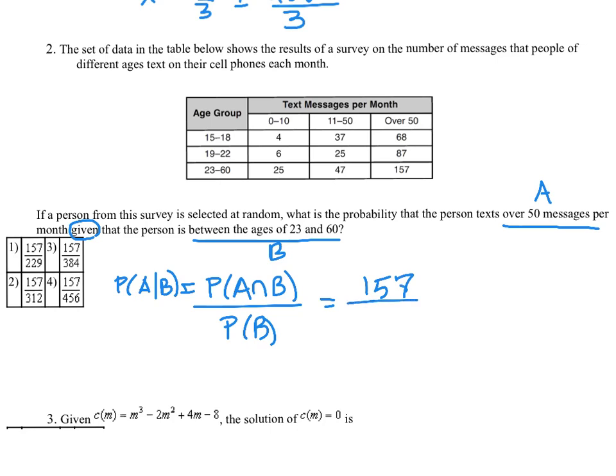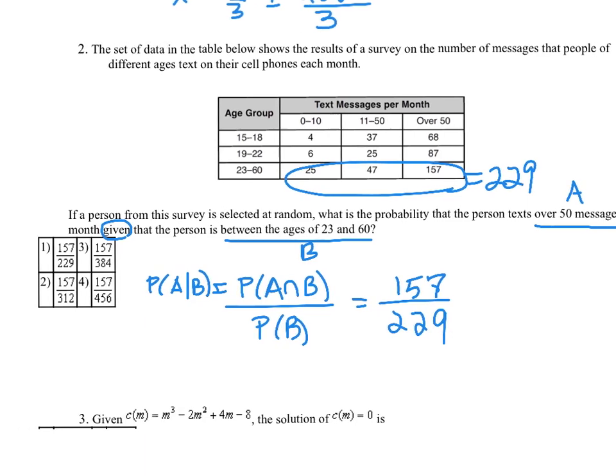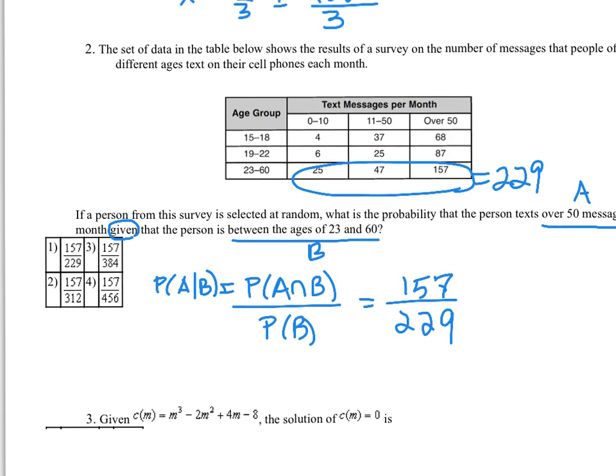All right, next we're looking at the denominator, which says the probability of B. B being between the ages of 23 and 60. So all these people right here are between the ages of 23 and 60. So what I'm going to do is add those up. And when I add those up, let me just circle these so you can see, I am going to get 229. So then my denominator would be 229, and that answer is choice 1. Let me see if I can scoot this over. There we go. So choice 1 it is.